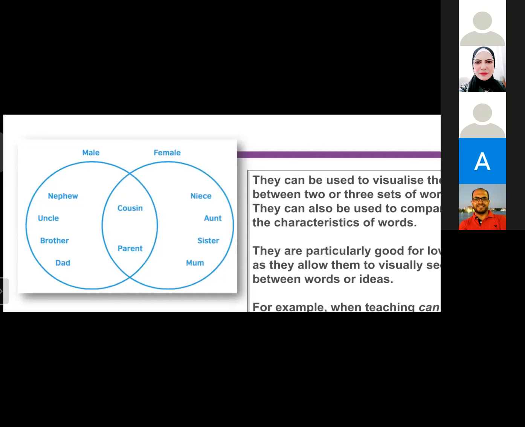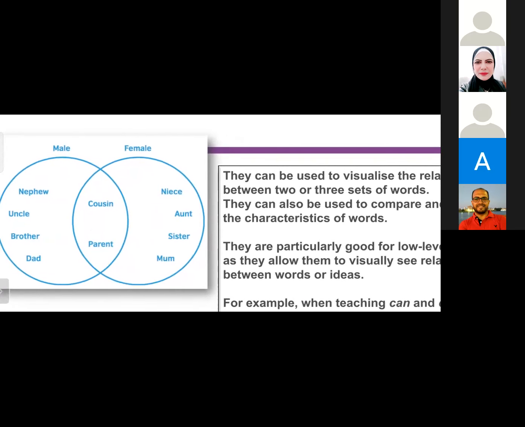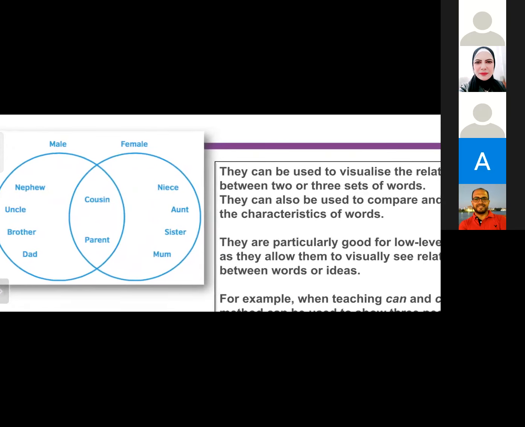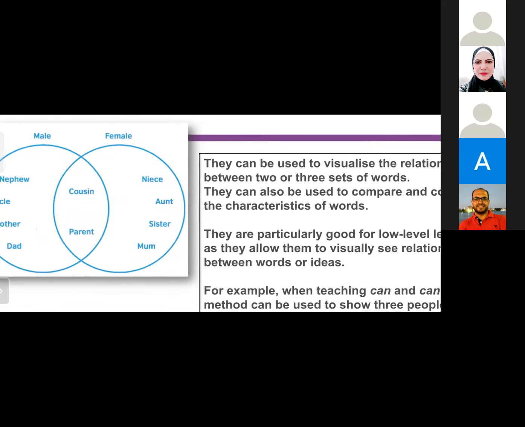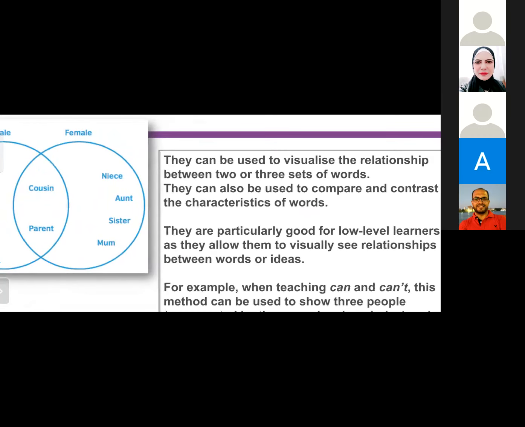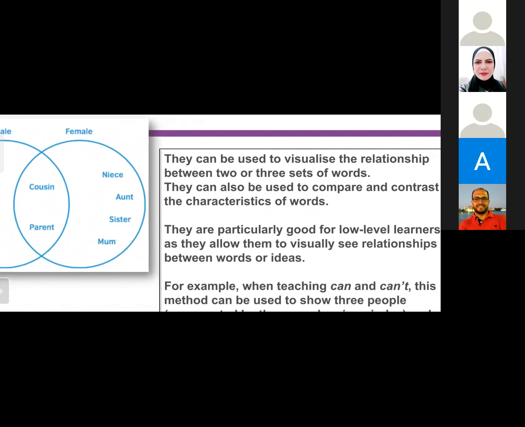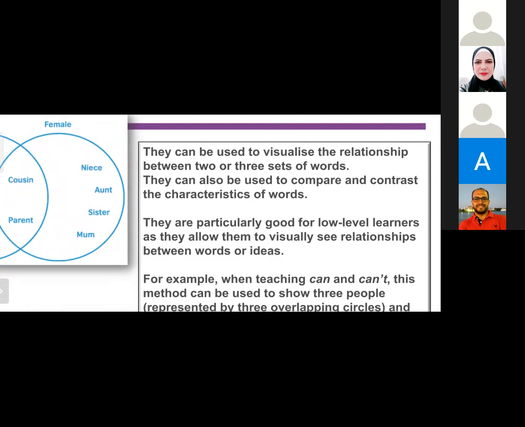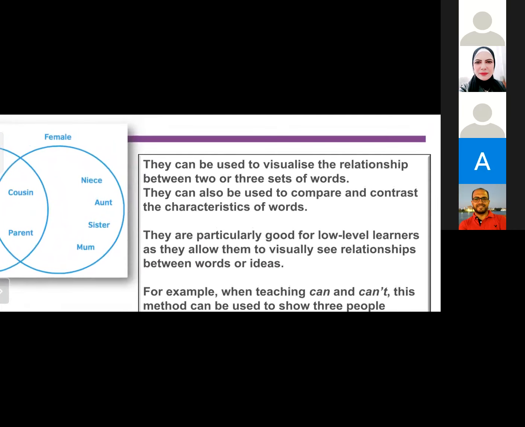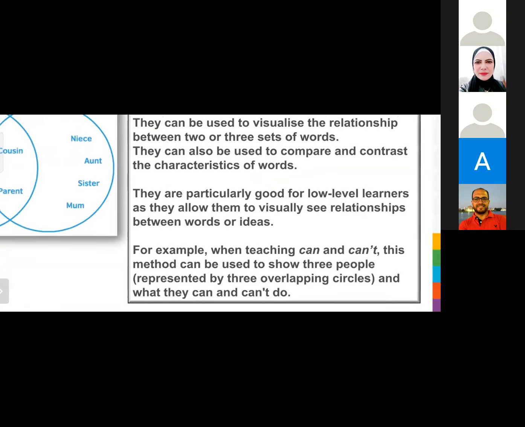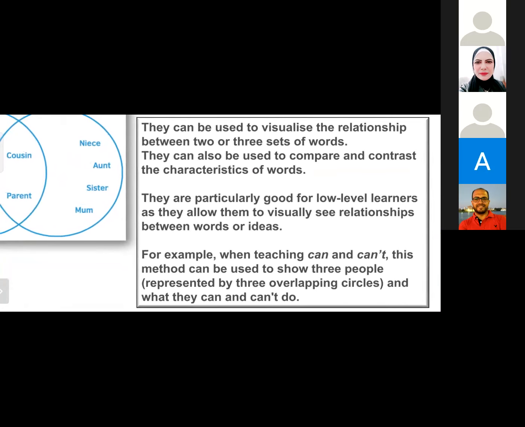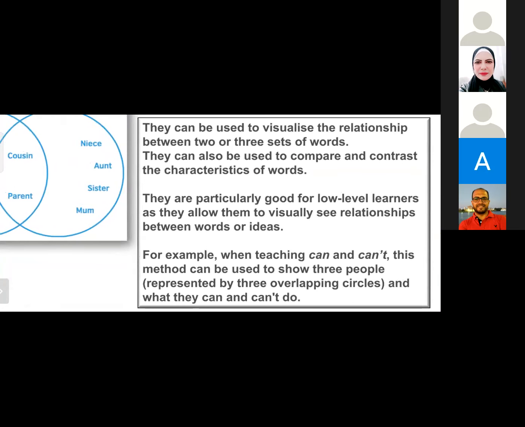okay, to also use diagrams in different ways, in circles, maybe and so on, or Venn diagram. So here, male and female, cousin and parent, nephew, uncle, brother. So here we can also talk about the family members. What can the students learn here? How can we use this technique? They can be used to visualize the relationship between two or three sets of words. They can also be used to compare and contrast the characteristics of words. They are particularly good for low-level learners, and they allow them to visually see relationships between words or ideas.